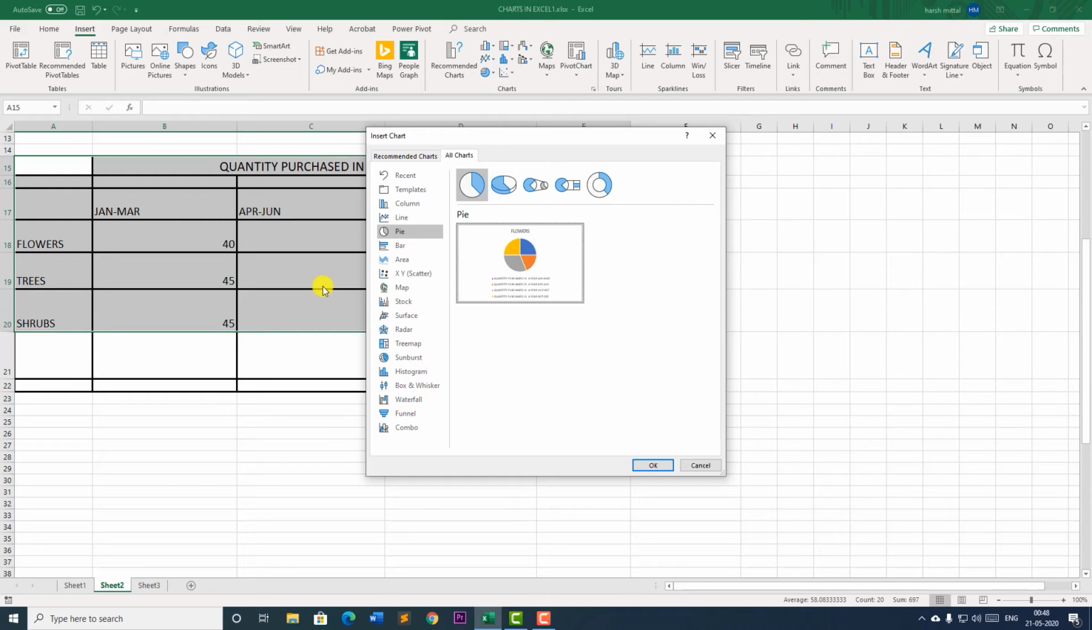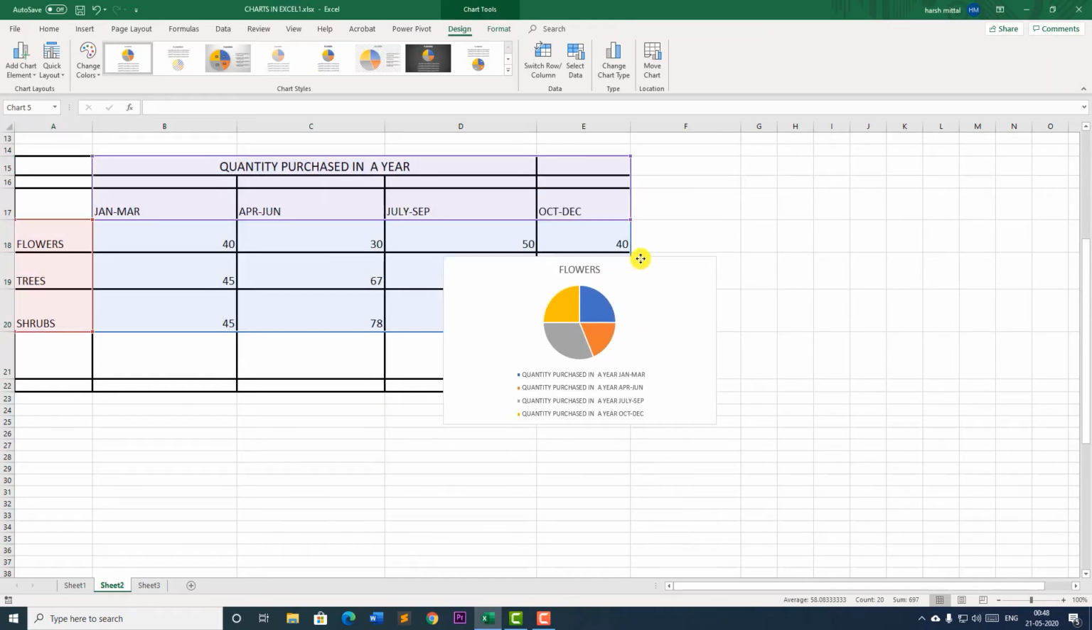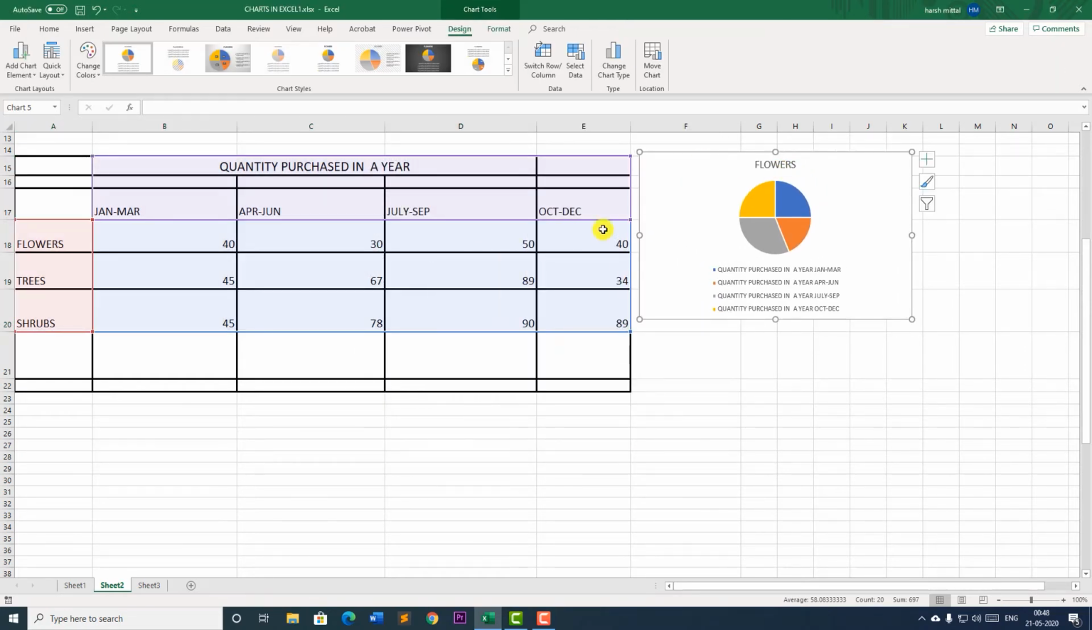It is by default going to choose only one data series. Even if you want flowers, trees and shrubs, it will choose one particular range of months only, January to March. So it is used for one type of data series only. Alright, so we have shown this person that yes, if you need it only for one series, then you should go for a pie chart.